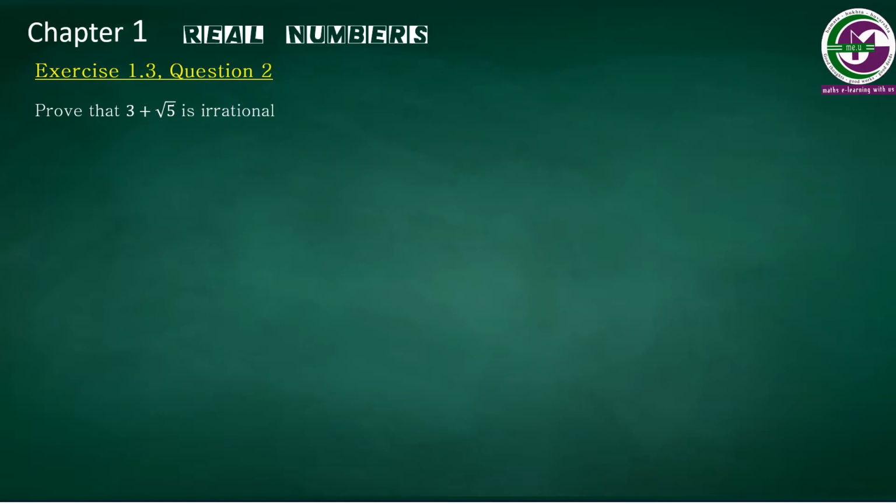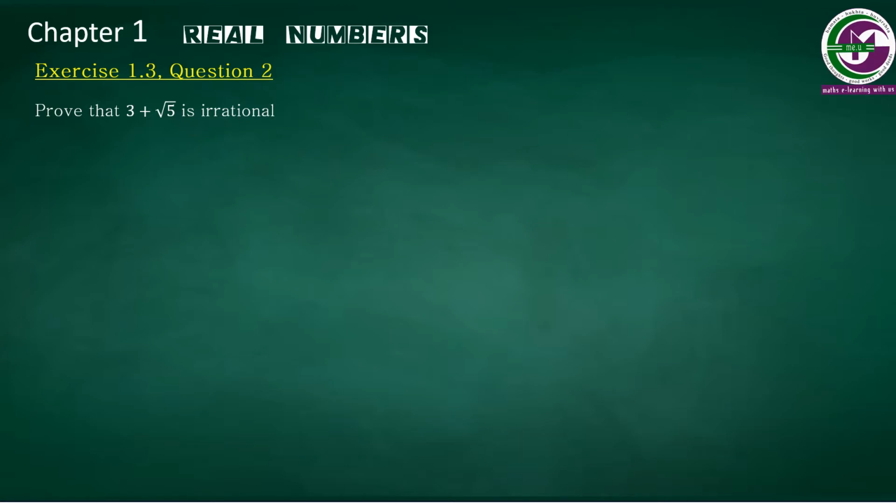Now let's see the second question: prove that 3 plus root 5 is irrational. In these types of questions, when it comes to examination, mostly the question will be like this: given that root 5 is irrational, prove that 3 plus root 5 is irrational. That means root 5, root 3, root 2 being irrational will be given in the question. Here it is not given, even though we'll assume that root 5 is irrational and solve the problem.